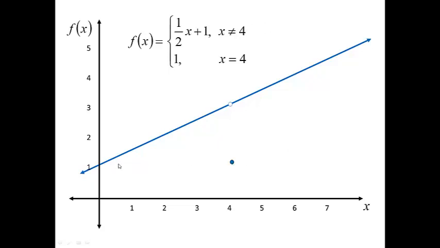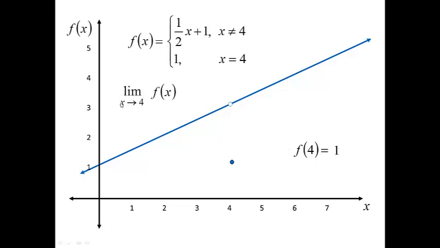Okay, so let's talk about what f of 4 is. If x is 4, which formula do I use? I have to use this one because x is 4. I use this one when x is not 4. So when x is 4, that means f of x is equal to 1. Okay, that means at this point it is equal to 1.